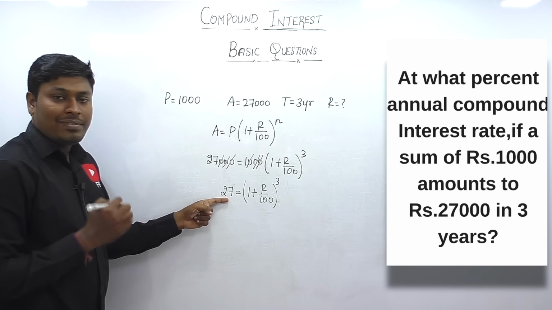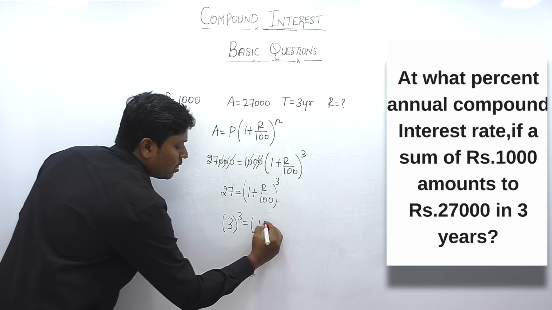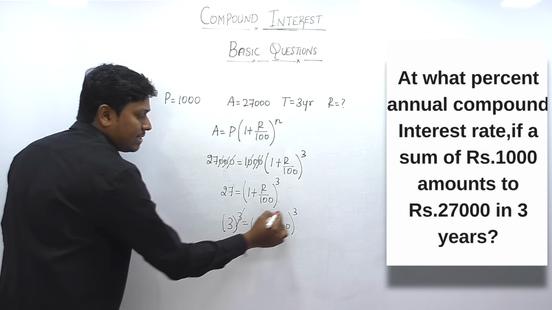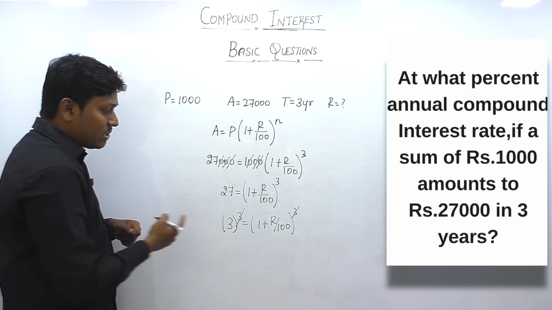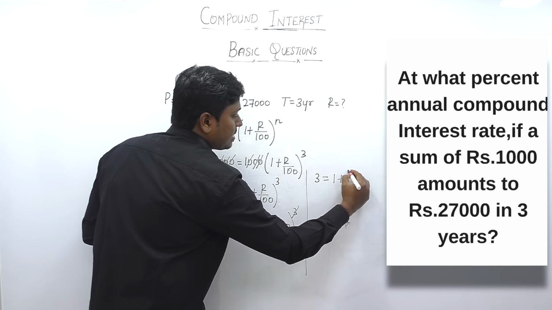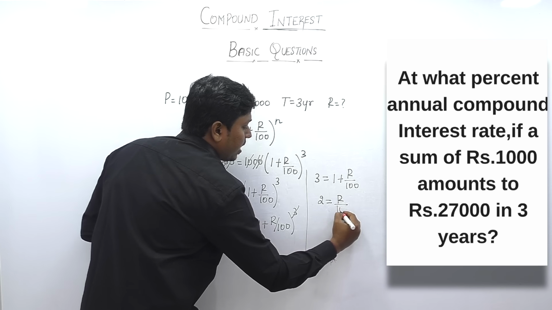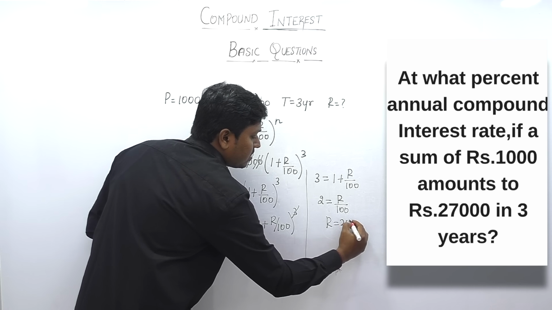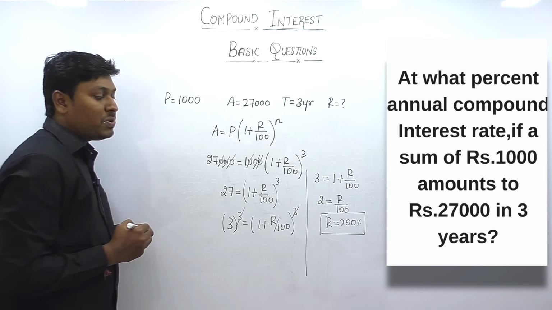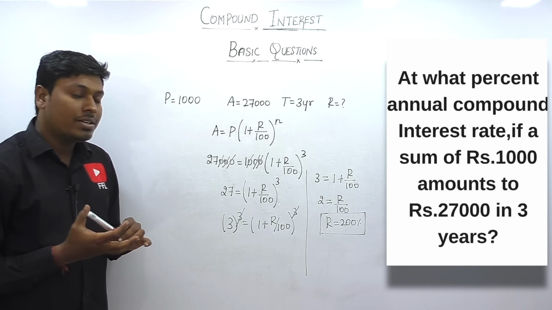So friends, 27 will be 3 cube, right? So this 27 can be written as 3 cube. So 3 cube is equal to (1 plus R by 100) power 3. While taking the cube root we can cancel the power 3 on both sides. So finally the remaining steps are: 3 is equal to 1 plus R by 100. So 3 minus 1 will be 2. So 2 is equal to R by 100. So finally R is equal to 200%. So friends, we got the answer for the last question using the formula method, where R is equal to 200. That is, the rate of interest will be 200%.